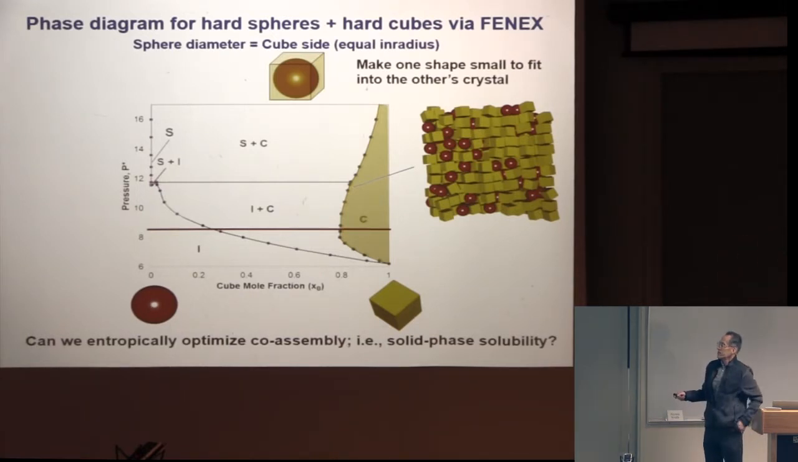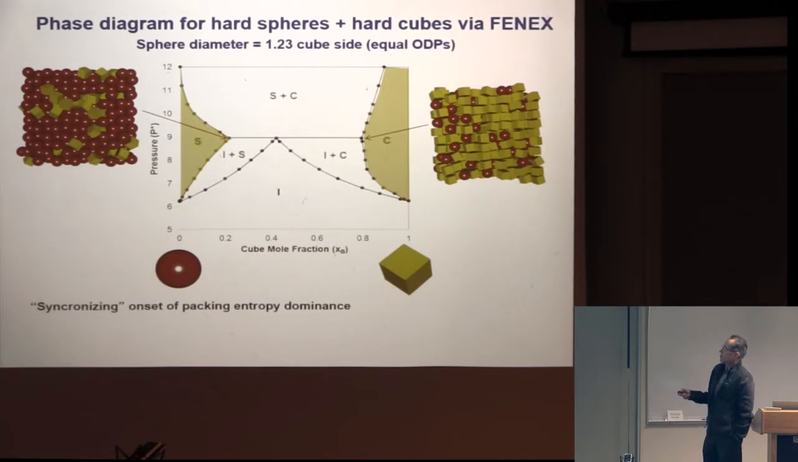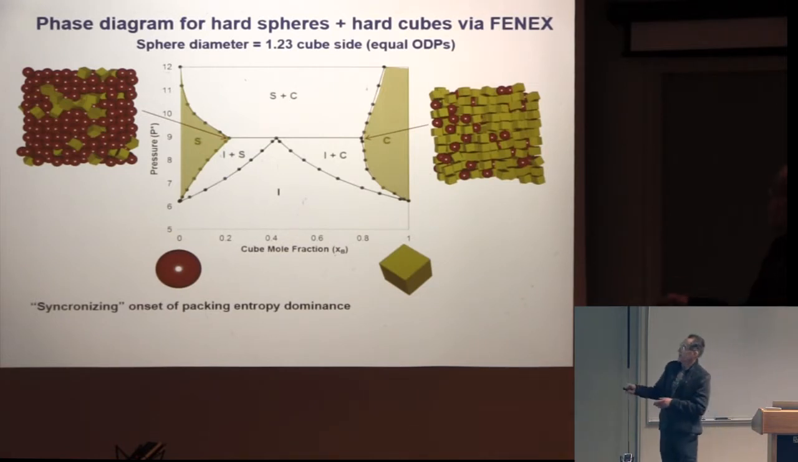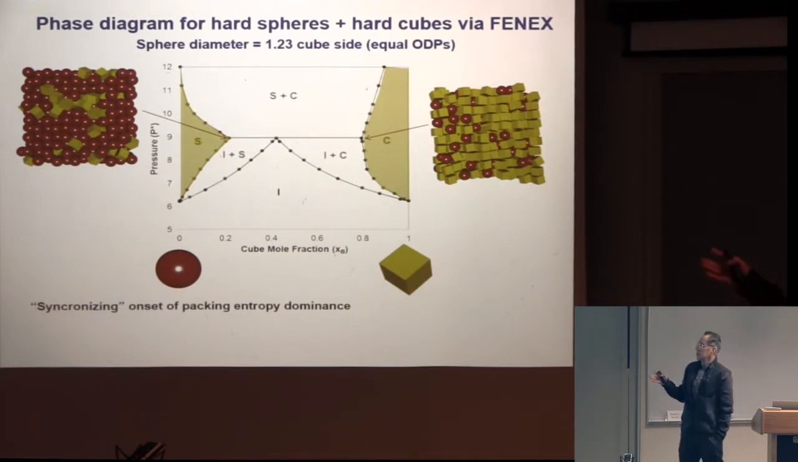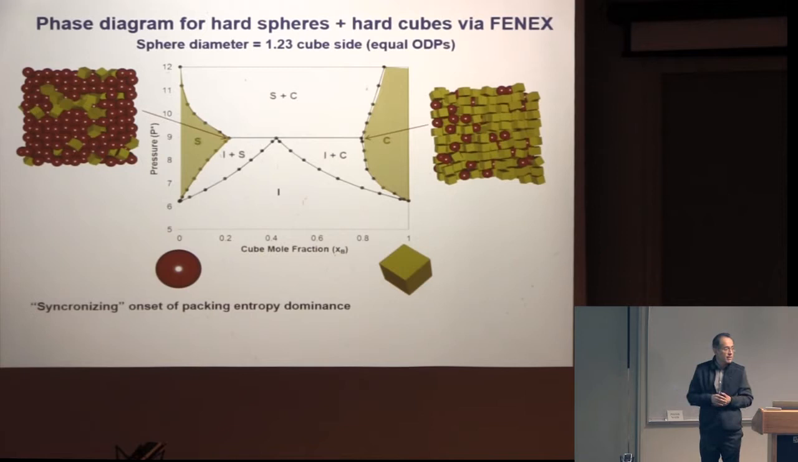The same thing here. So what you need is both partners being equally ready for this change, in a situation where you go from disorder to order. So what if I choose sizes such that the ODPs of the two species are the same? So we synchronize the conditions where packing entropy becomes dominant. And that happens when the sphere diameter is 23% bigger than the side of the cube. And what you see now is this, where on this side it's basically the same as what I showed you before, but now on this side, notice that this whole area has opened up, where now you have a solid solution, where in the sphere-rich FCC phase, you can dissolve up to 20% of cubes, which is rather remarkable when you think about how different these cubic lattices are.